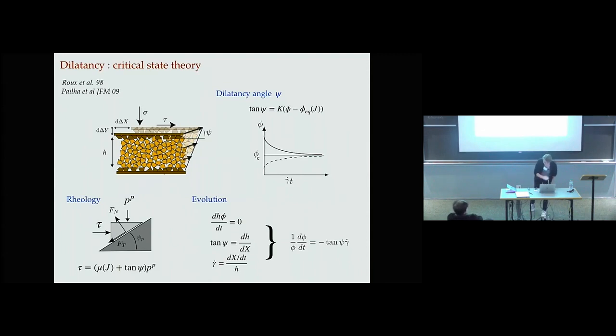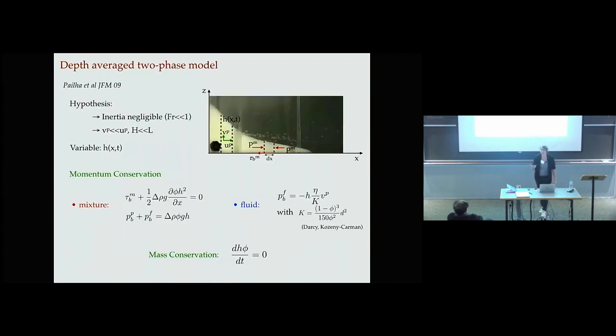And to solve the two-phase model, we also do a depth-averaged two-phase model. So I show you just some idea of this model. We neglect inertia. We consider that the vertical velocity of the particles is small compared to the horizontal velocity, and that the vertical size is small compared to the longitudinal size. And that's not true at the beginning, in fact, but let's continue with that.